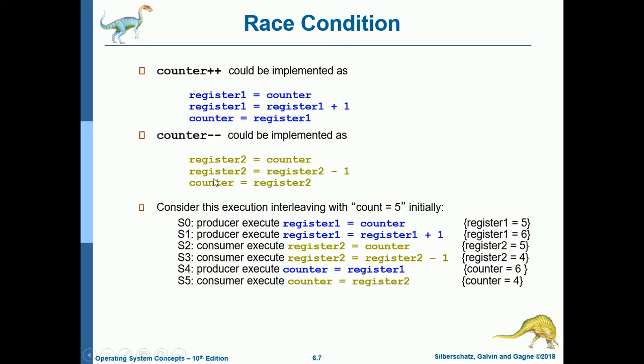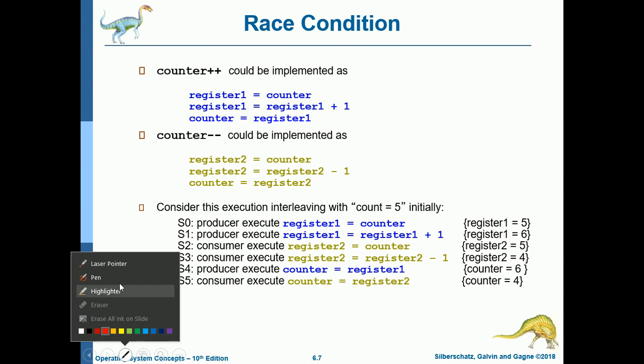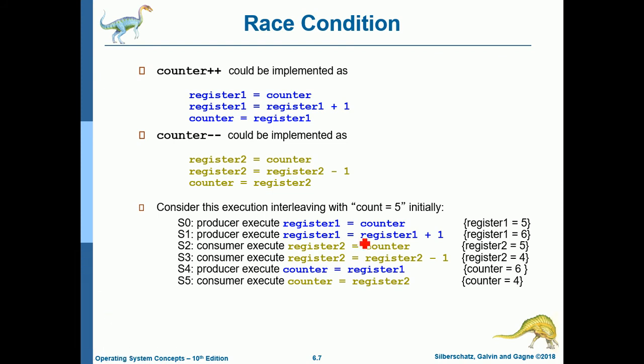So consider this execution interleaving with count equal to 5. So the counter is equal to 5. The counter's value, which is 5, will be stored to register 1. So that's why register 1 is equal to 5.